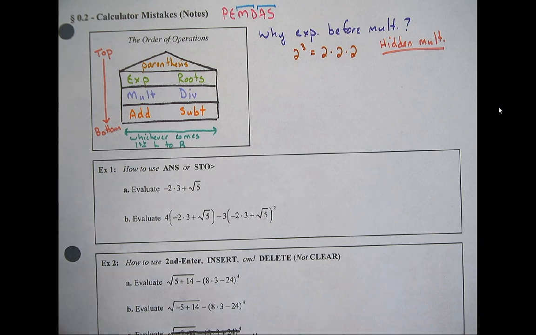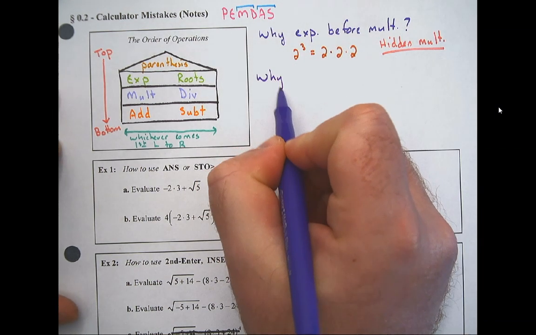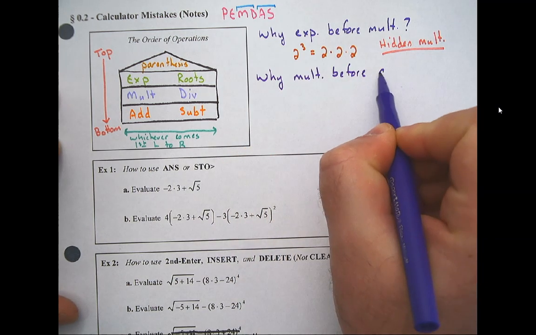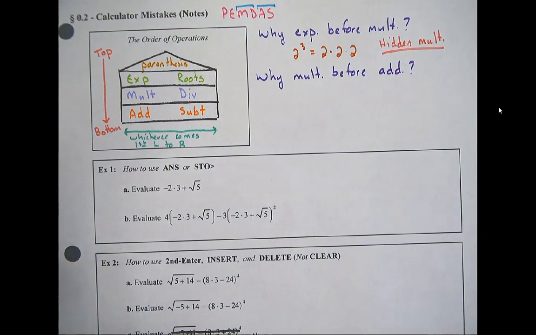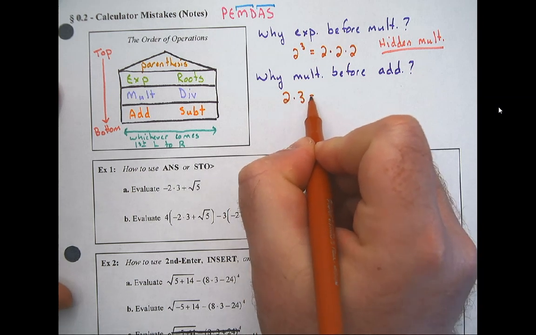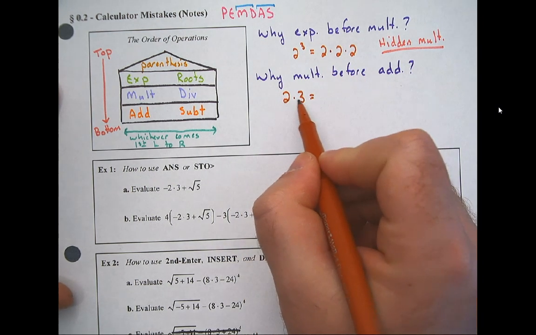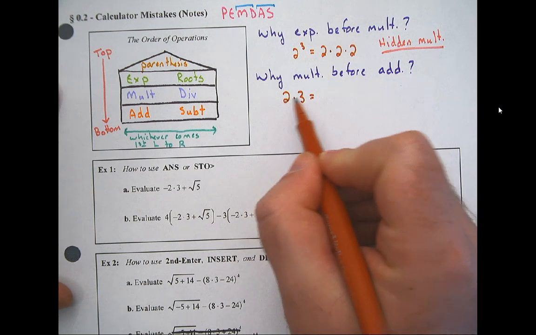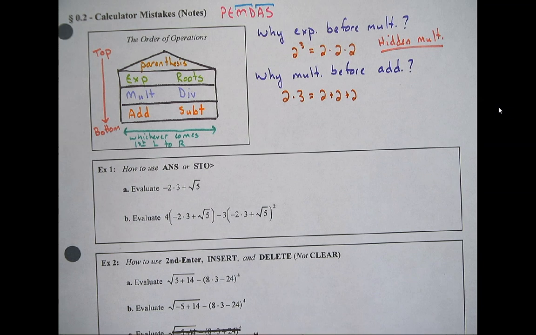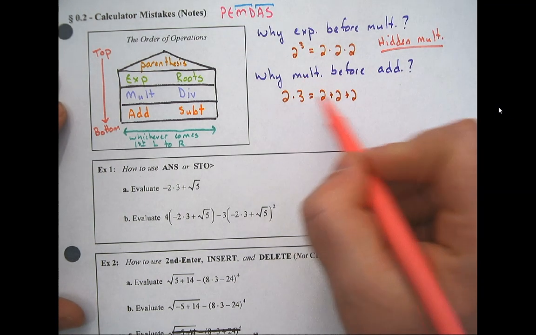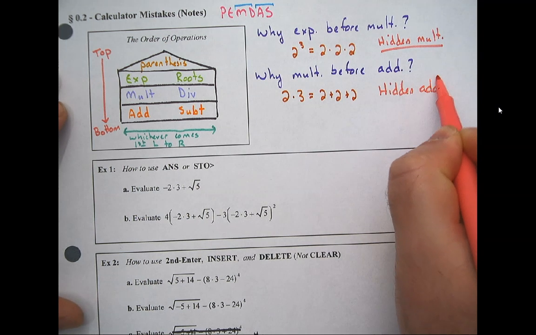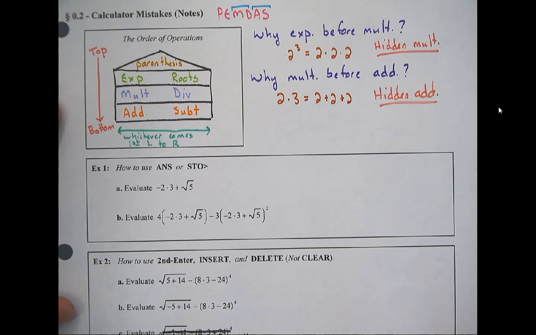So then the next logical question would be, why multiplication before addition? Well, using the same kind of argument, I would say, what's 2 times 3? I know you know it's 6, but if you're trying to teach somebody how to do this, you might say, well, 2 times 3 means do 2 3 times. So 2 plus 2 plus 2. So what is multiplication? Multiplication is really hidden addition. So you have to do all the hidden operations before you do the actual operations.